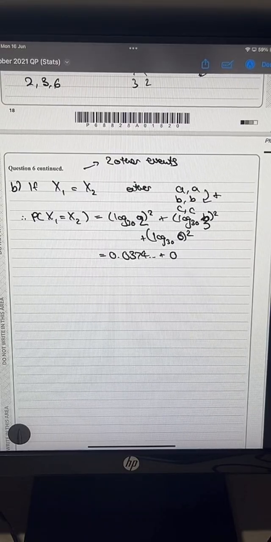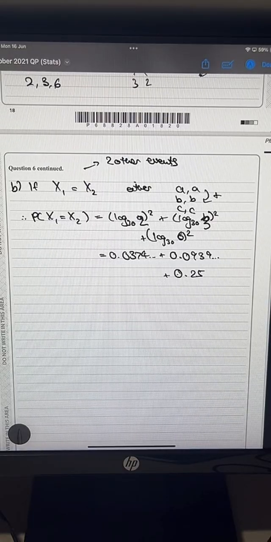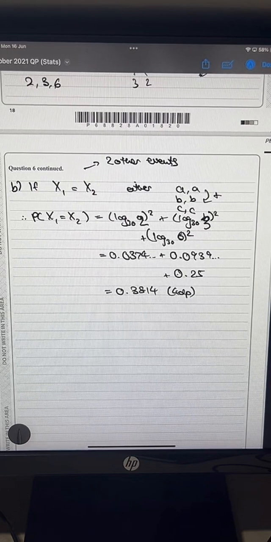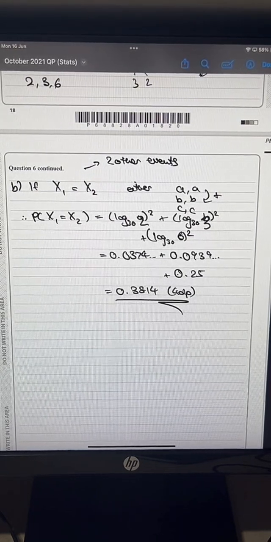I would recommend writing these intermediate values out just in case you get the wrong answer at the end, but the examiner can see what you're doing. And then you add them and you get 0.3814 to 4 decimal places, and that's a wrap on the 2021 paper. Let's see any questions. I didn't understand this part.